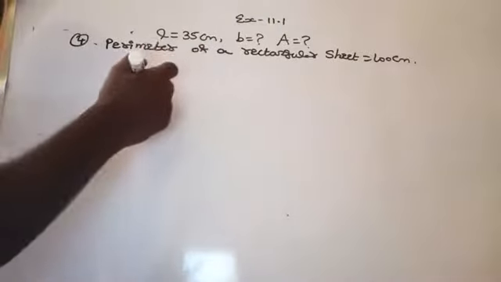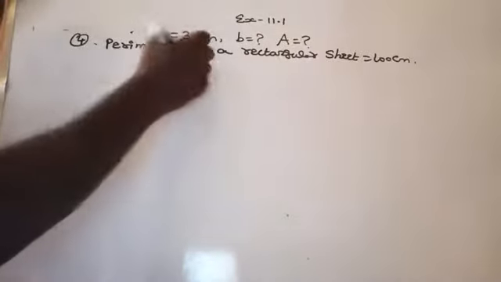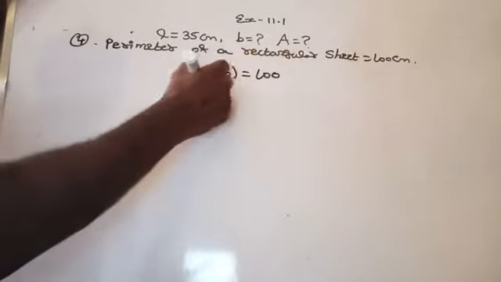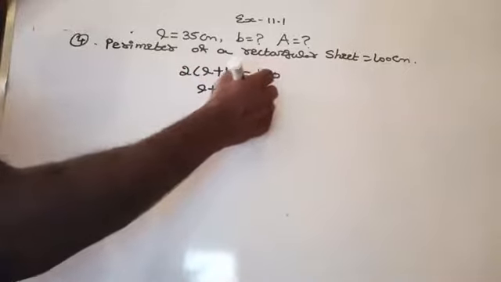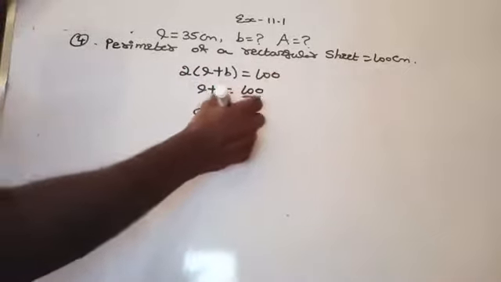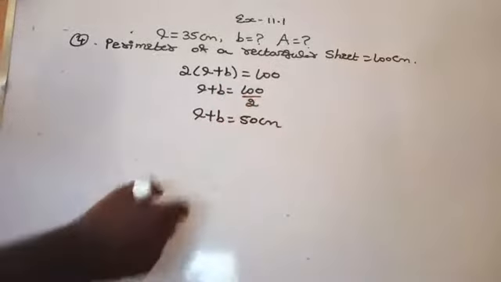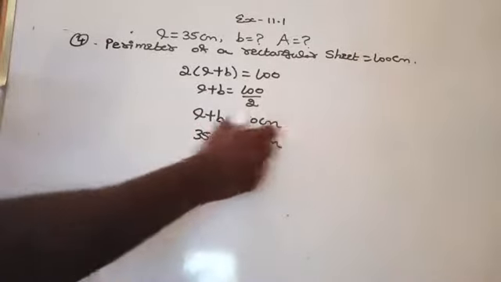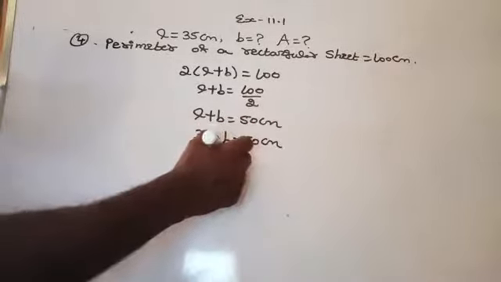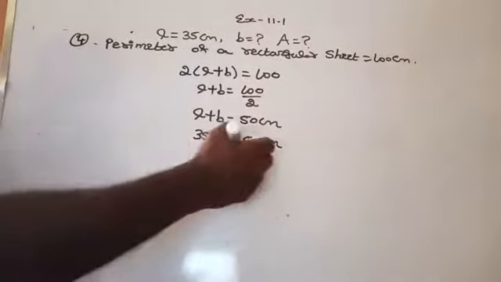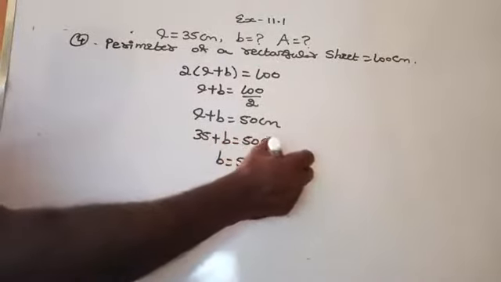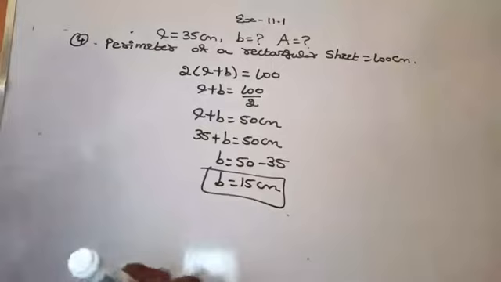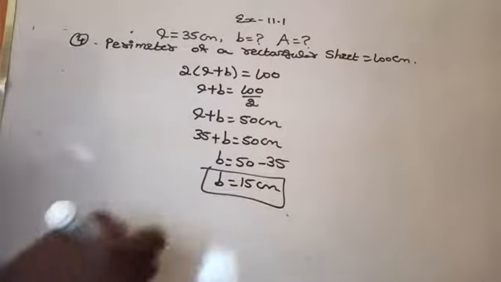So we know that the perimeter of the rectangular field is 2 times of (L plus B). So 2 times of (L plus B) is equal to 100. So L plus B equals 100 by 2, so L plus B equals 50 centimeter. As well as length is given as 35. So 35 plus B is equal to 50 centimeter. Now transpose 35 from the left hand side to the right hand side, then it will be 50 minus 35, which is equal to 15 centimeter. Am I right here?